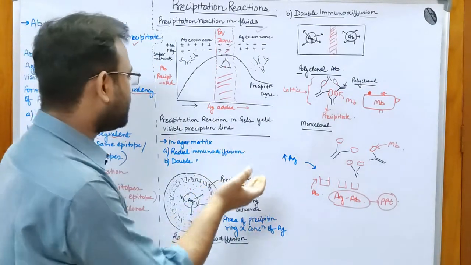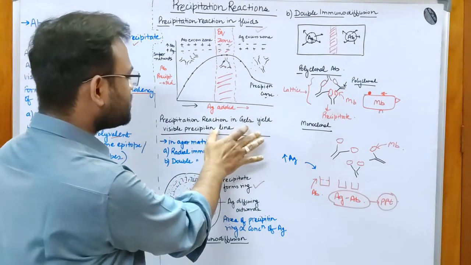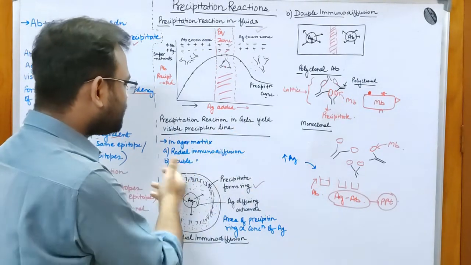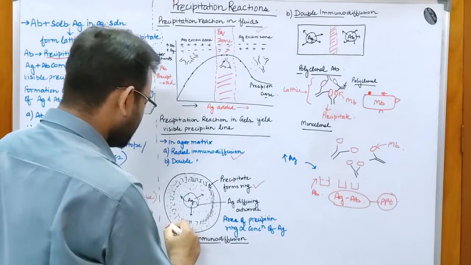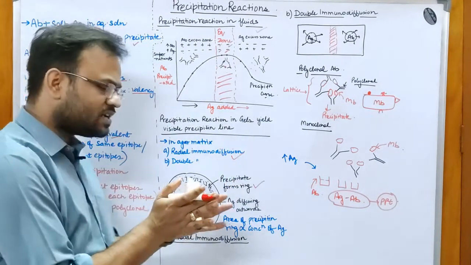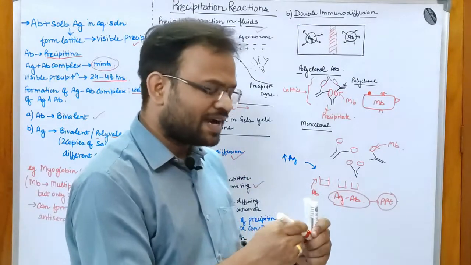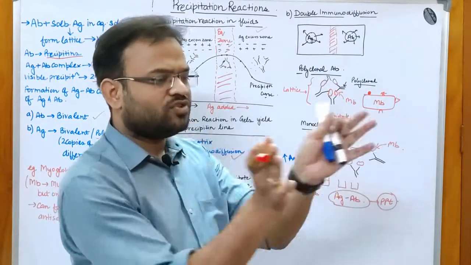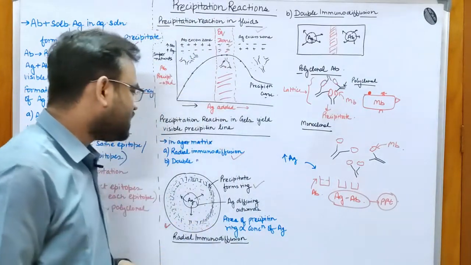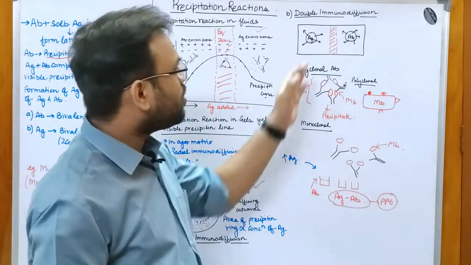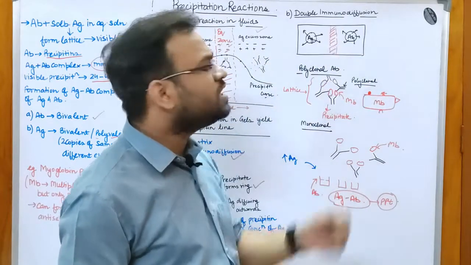So one thing I forgot, that precipitation reaction in case of gels can be of two types: radial immunodiffusion, and double immunodiffusion. This was the example of radial immunodiffusion. Radial, why? Basically the antigen is diffusing out in the radius only, right? That is why it is called radial immunodiffusion. Now another example is double immunodiffusion.